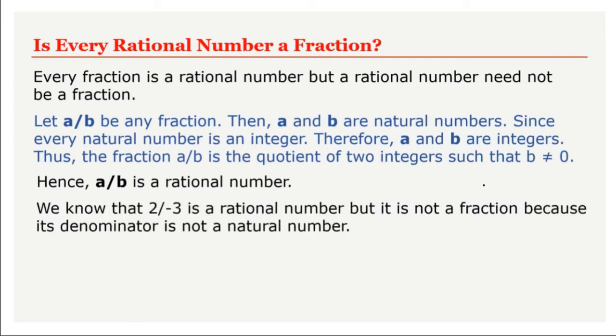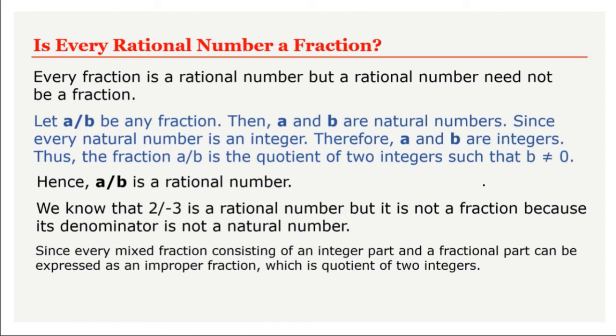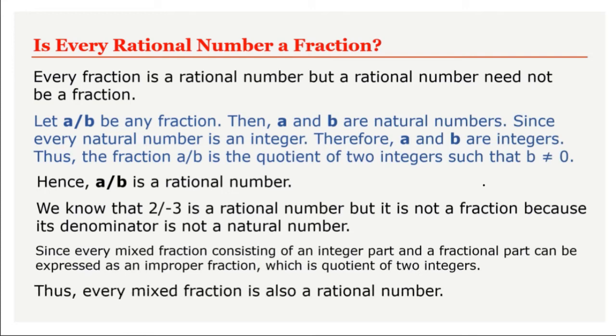When we look at 2 upon negative 3, it is a rational number, but it is not a fraction because its denominator is not a natural number. Since every mixed fraction consisting of an integer part and a fractional part can be expressed as an improper fraction, which is a quotient of two integers, every mixed fraction is also a rational number. Hence, a fraction is a rational number, but every rational number need not be a fraction.